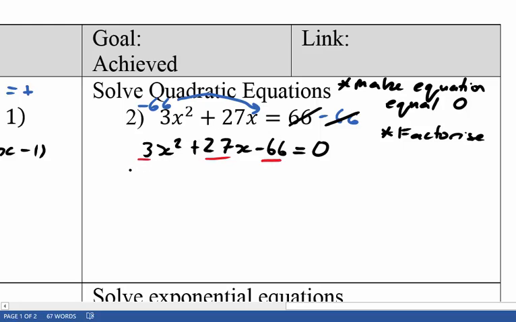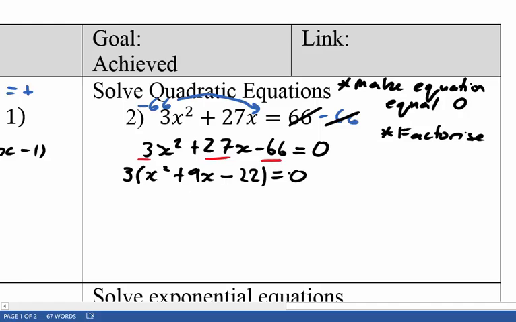So what I can do is take that 3 and put it outside a bracket, and then ask myself, 3 times what gives me that? It's x squared. 3 times what gives me positive 27x? It's plus 9x. 3 times what gives me negative 66? That'll be negative 22, equals 0.